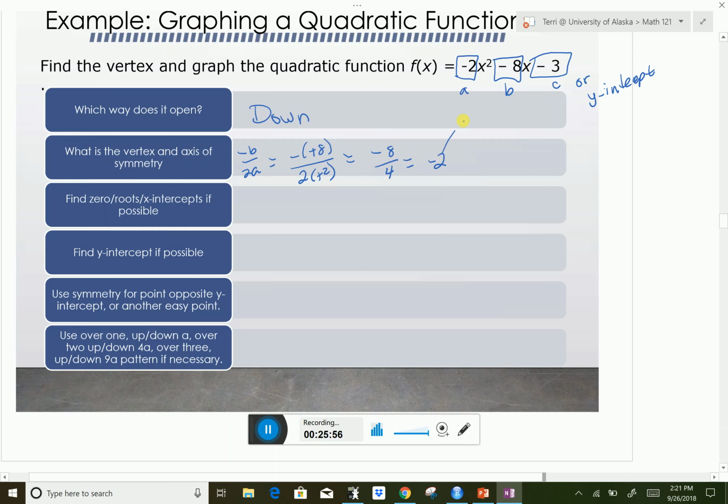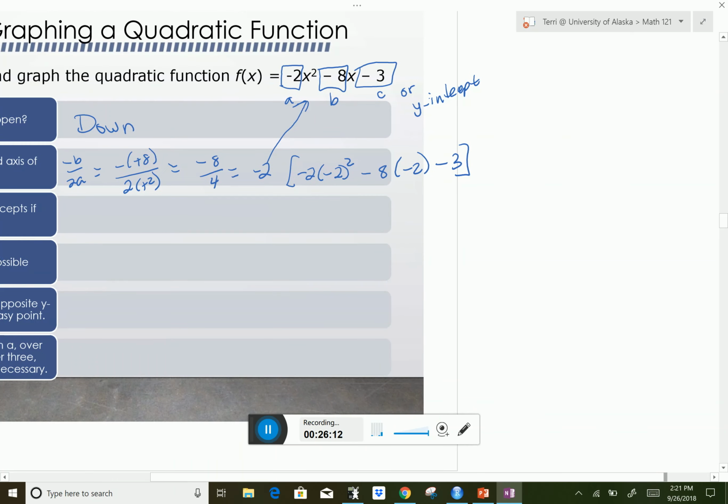So now I plug negative 2 back into my equation. Negative 2 times negative 2 squared, and be careful with that, minus 8 times negative 2, minus 3. So that is equal to negative 2 times 4, because remember, negative 2 squared is 4.